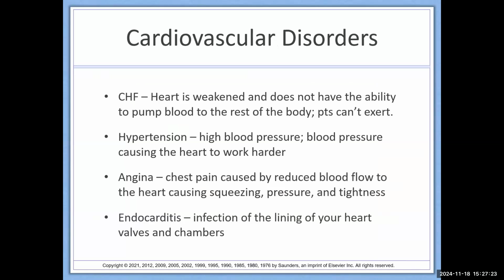Again, with congestive heart failure, the heart is weakened. It doesn't have the ability to pump blood to the rest of the body. So the patient can't really exert much activity or much force on their body. With hypertension, it's another name for high blood pressure. High blood pressure, remember, is the name of a symptom, whereas hypertension is the name of the disease. Anyway, all in all, it's when the blood pressure is causing the heart to work harder. And with angina, there's chest pain, and that's caused by reduced blood flow to the heart, causing a squeezing pressure and tightness in the chest. And then there's endocarditis, and that's infection of the lining of your heart valves and chambers.